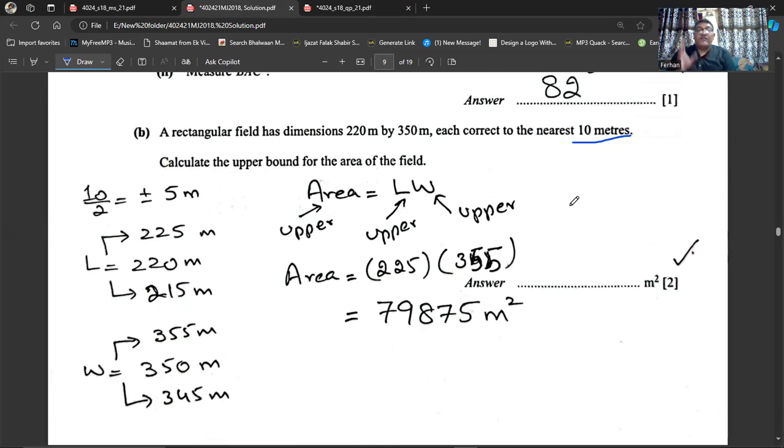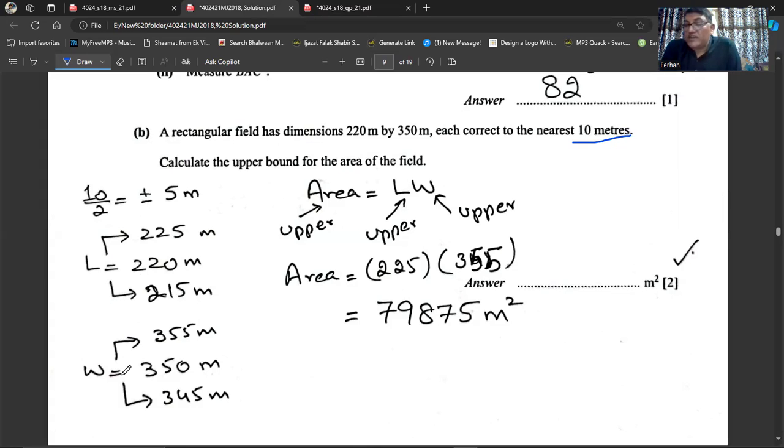Same I will do with the width. I will add this to the width value and I will get the upper bound of the width. I will subtract it and I will get the lower bound of the width. So you can see the length is 220. Its upper bound will be 225. Its lower bound will be 215 meter. Width is 350 meter.